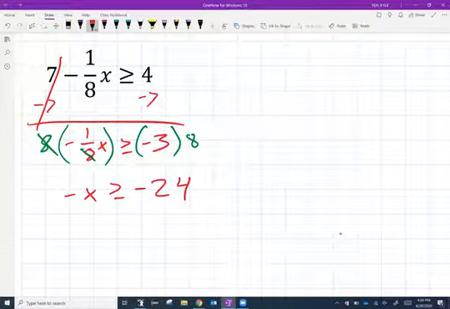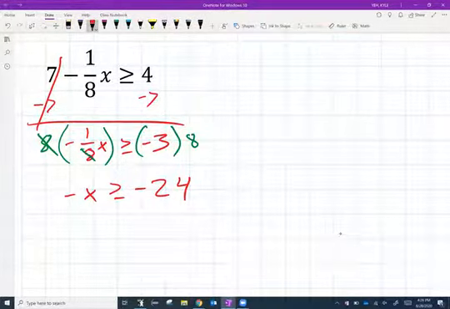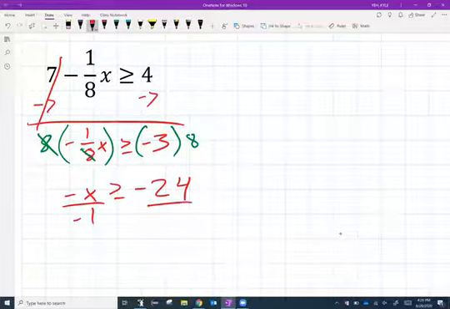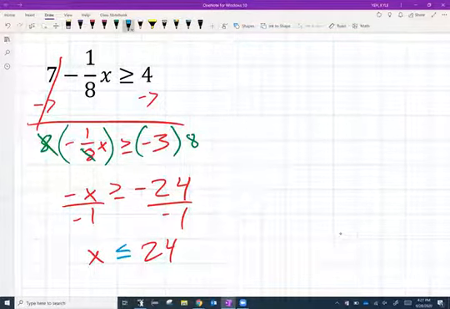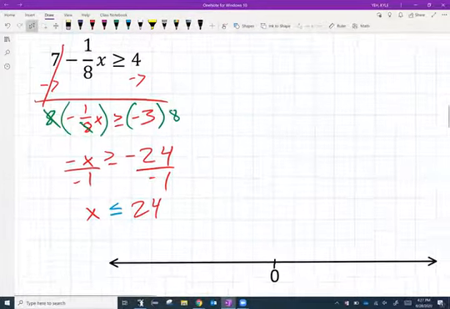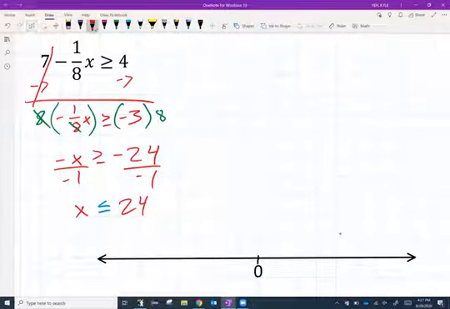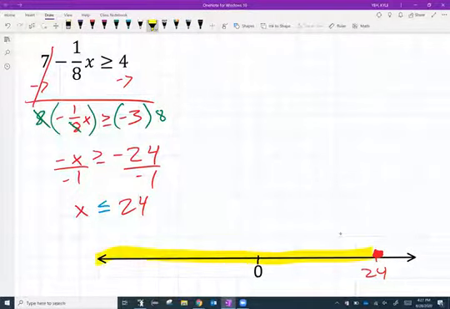Awesome. We have one step left to get x by itself. It's almost by itself. It's not quite there. I need to divide by that negative 1. And of course, if I'm dividing by a negative, that's going to remind me to flip my sign. Greater than or equal became less than or equal. x is less than or equal to 24. So that's what I'm thinking. I'm just going to say 24 is right about there. Less than or equal, so I can have a closed dot. And this is what I think the solution is.